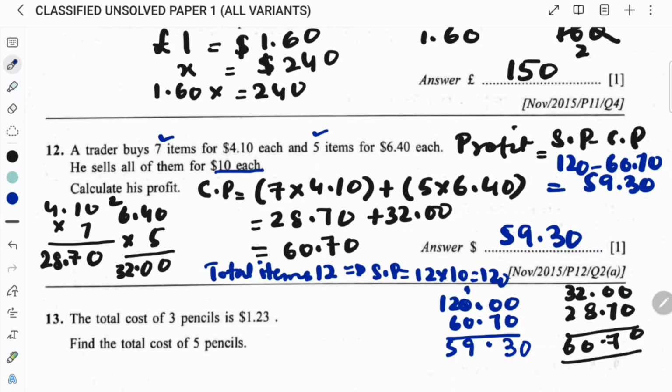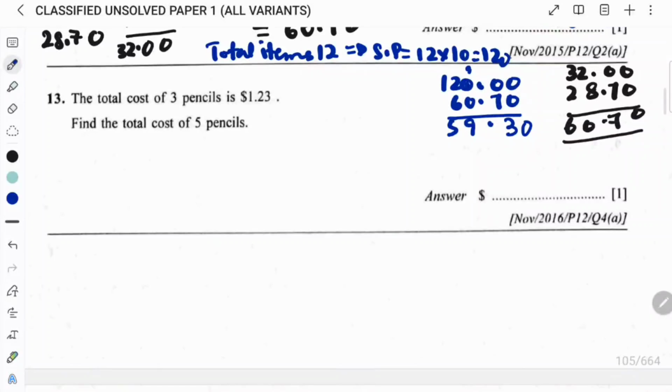Obviously, we added together, so the cost price becomes 60.70. Now, the total items were 12. Each item's selling price is 10. 10 times 12 is 120. Subtracting 60.70 from 120, we get 59.30.